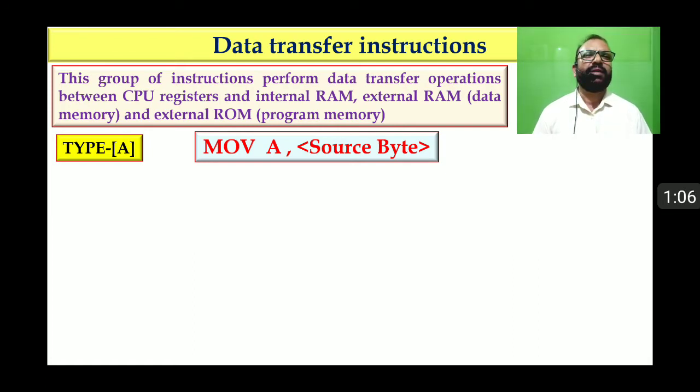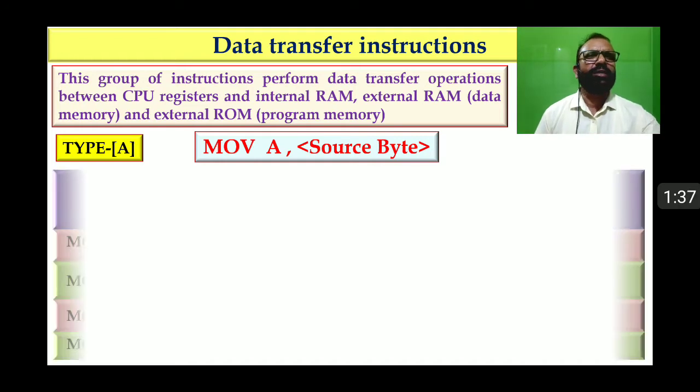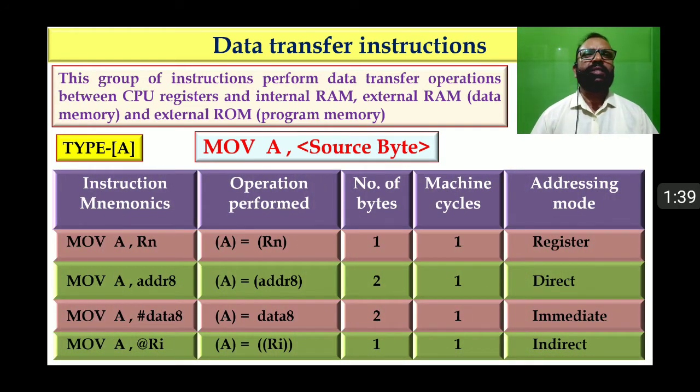Here the destination is the accumulator, that is A, and the source can be any general purpose register R0 to R7, or the direct address of the data, or immediate data present as a second byte of the instruction, or there may be an indirect address also. In the move instruction, the data is copied from source to destination. Here are some instructions from this group.